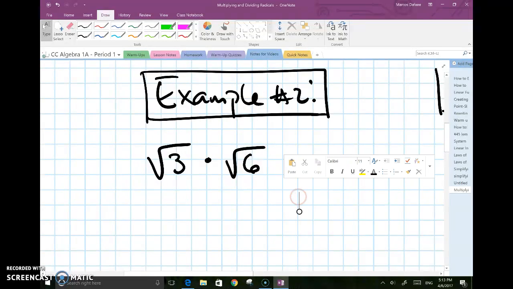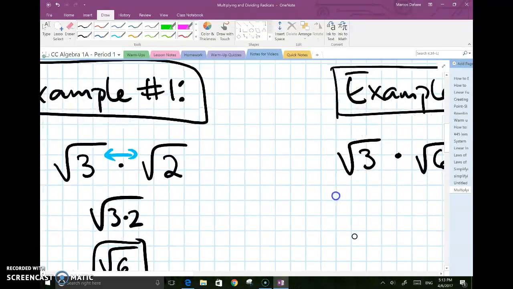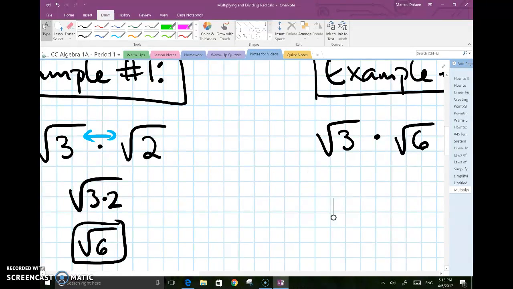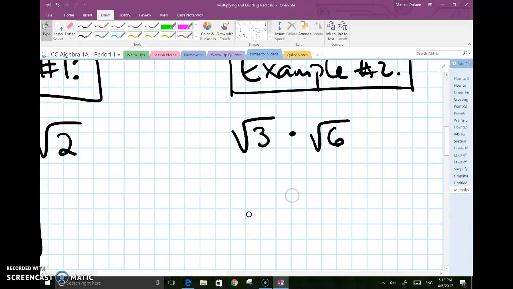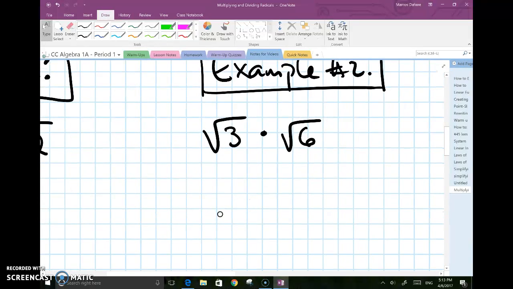I could do the same thing I did in example 1, which is just go ahead, put 3 and 6 under one radical sign, multiply it together, and then see if I can reduce or simplify. Or I could notice that this 6, if I were to split it into two factors, one of them would give me a radical 3. And multiplying radicals involves a bit of strategy, kind of like playing a game. You have to think a step or two ahead before you make your move.